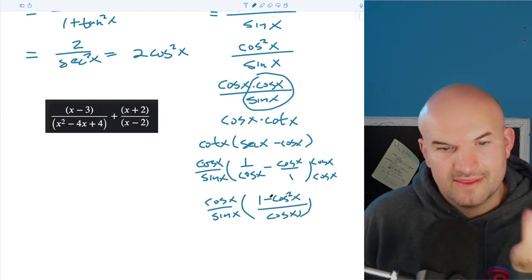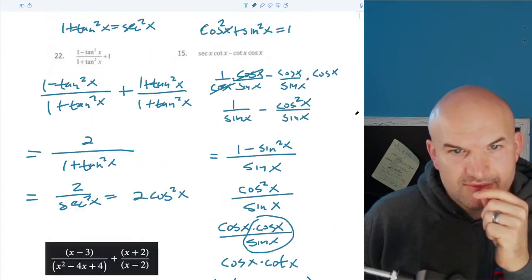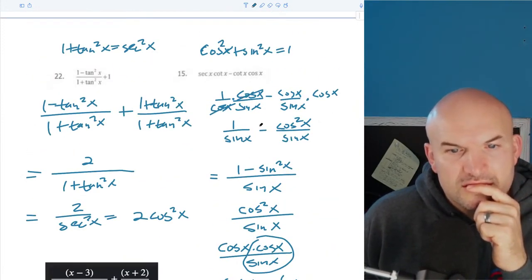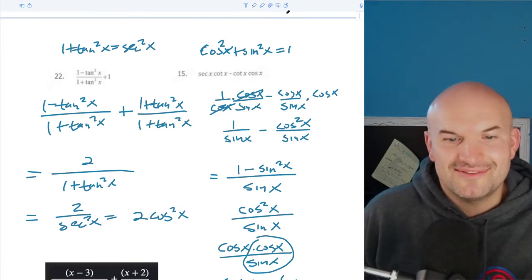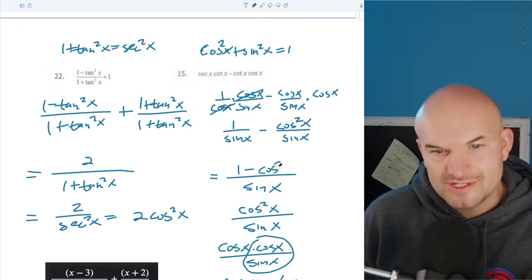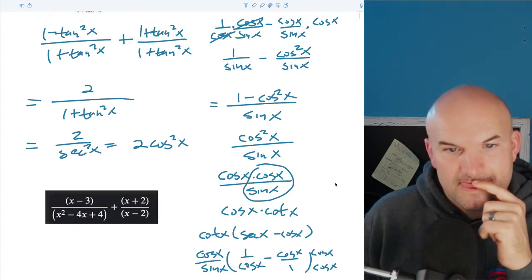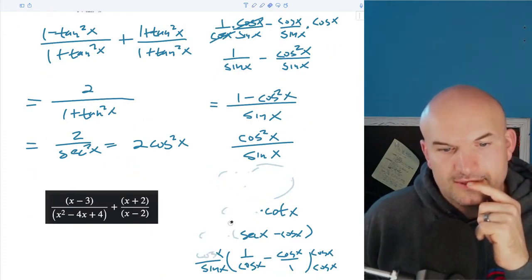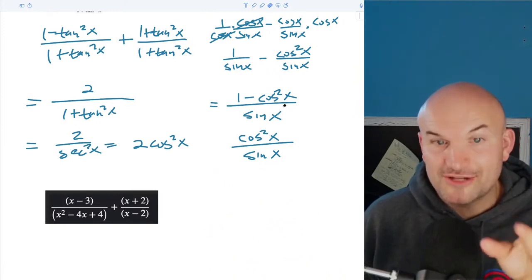Okay? Yeah, and then, all right, I'm doing something wrong. I must have written something in wrong. I did. I went from 1 minus cosine squared to 1 minus sine squared. I was wondering what I did wrong here. There we go. Okay. Cosine squared of x. Yeah, there we go. I just wrote it down wrong. My apologies. Okay. See, that's why sometimes you have to check your work, right?